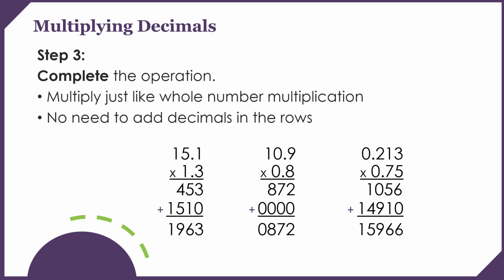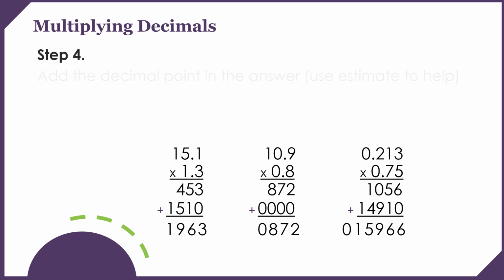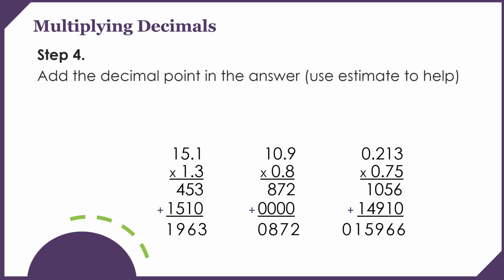And then step 4 is to add the decimal point in the answer, using the estimate to help. Looking at the first one, 15 and 1/10 times 1 and 3/10, our general estimate was 15, really more than 15 because we were multiplying by a number greater than 1. When students look at 1963 and think about where the decimal point could go so that it is relatively close to 15, we can take them step by step and say, if we put it before the 1, is that logical?